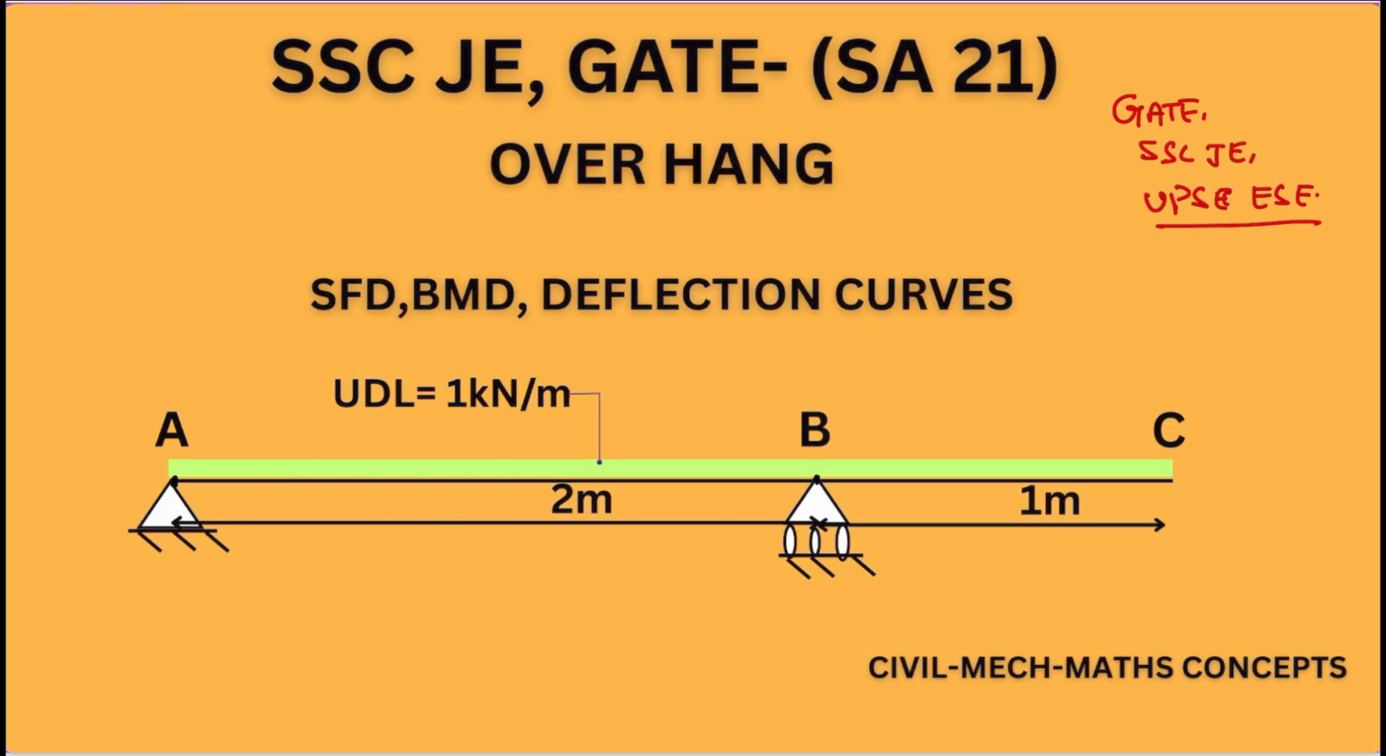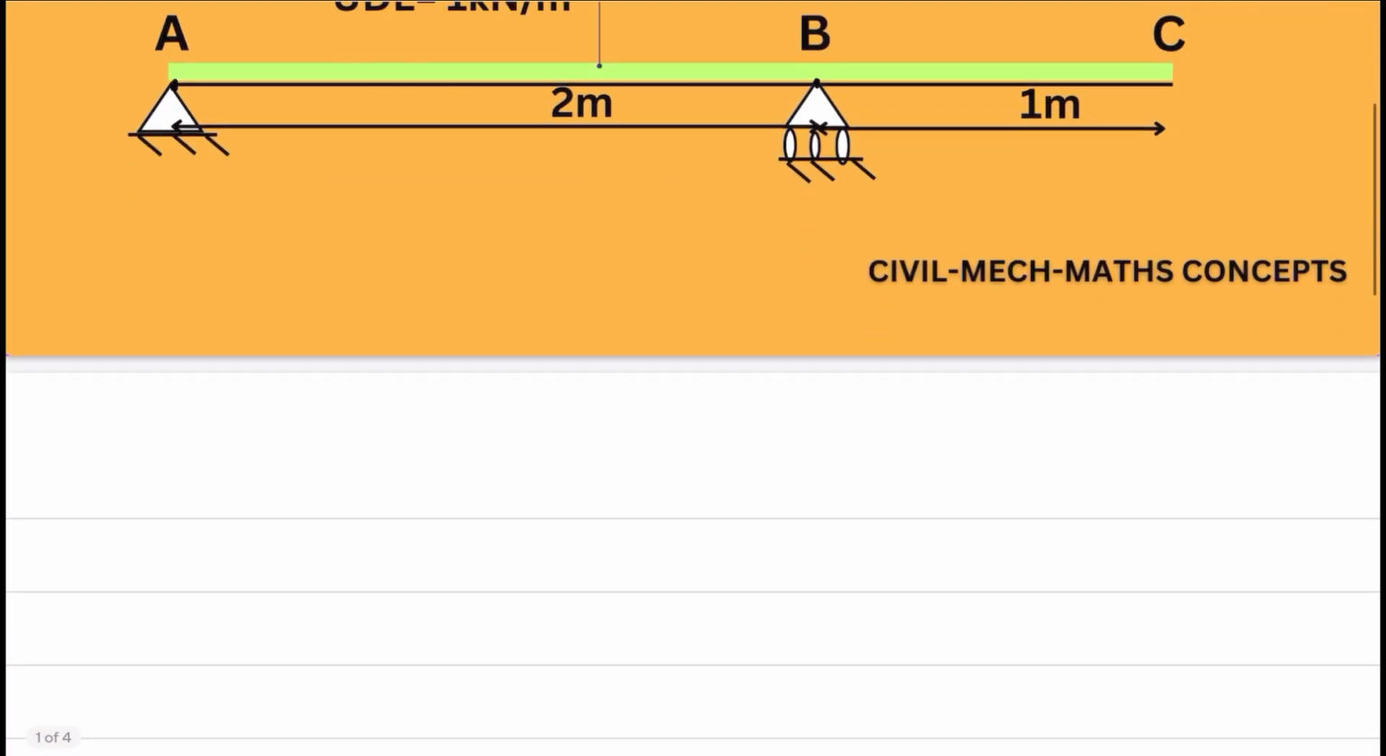Now, here a simply supported beam of total length 3 meters is taken, and from A to B it is 2 meters, and B to C overhang is 1 meter, and it is applied external force of uniformly distributed load of 1 kilonewton per meter. This is equal to W. Now, let's delve into the problem.